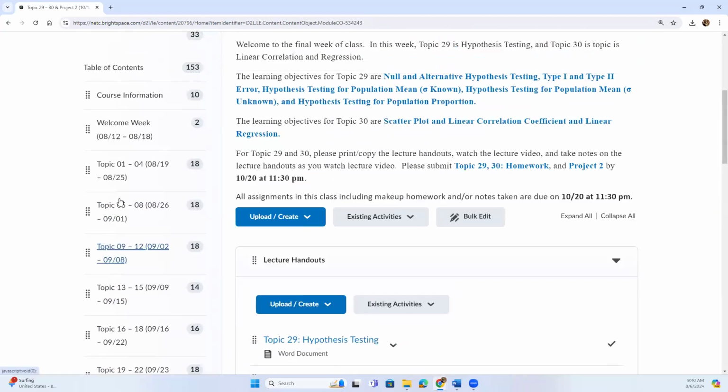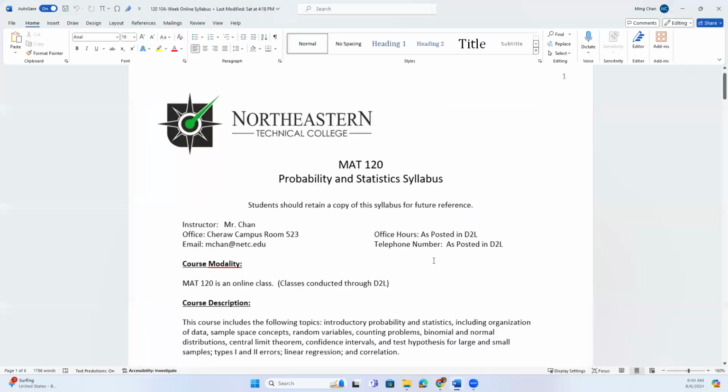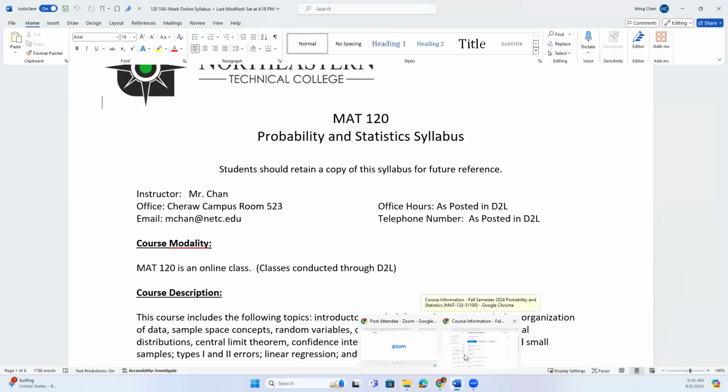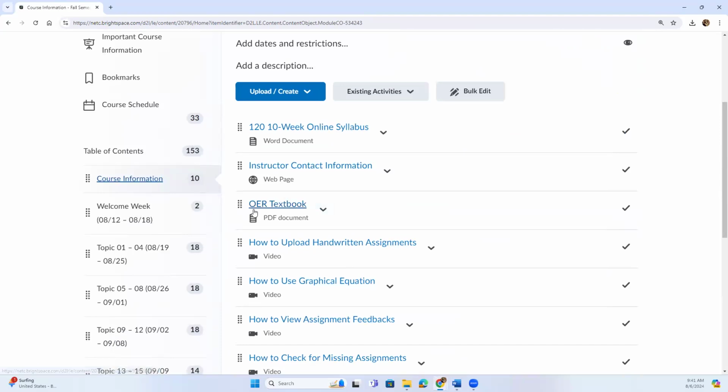So let's go over the syllabus. Under the course information, your course syllabus, I'm going to drag it over here. So my content information is posted in D2L. So let me go back here real quick. My content information is right here. In this class, you will not need to purchase any textbooks.